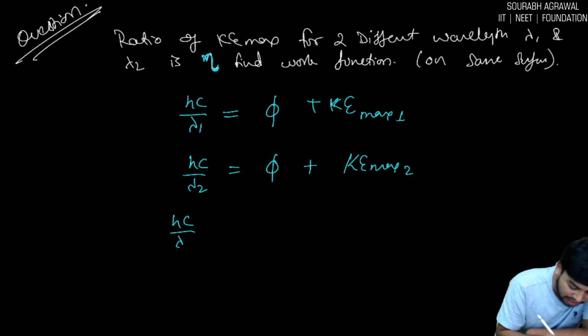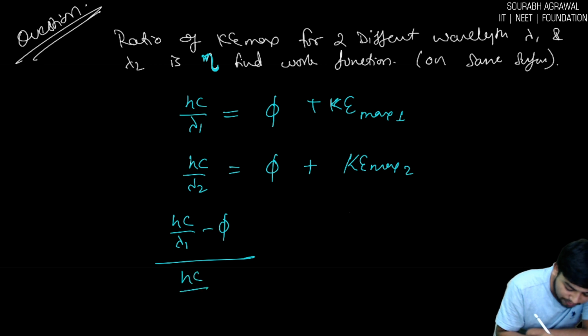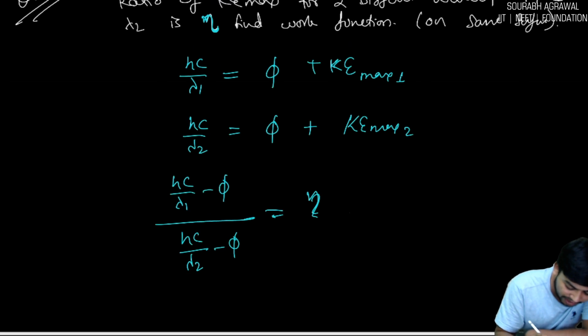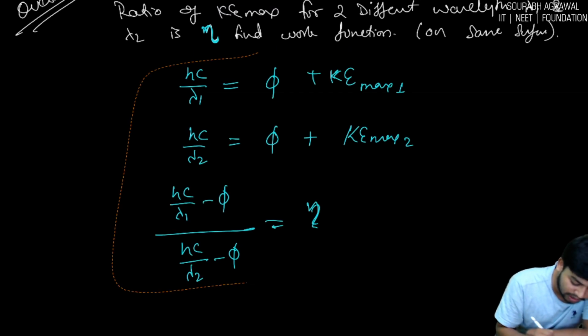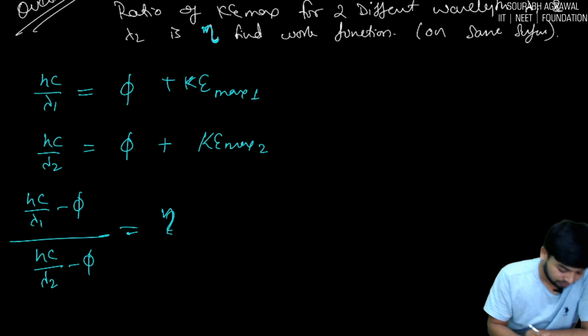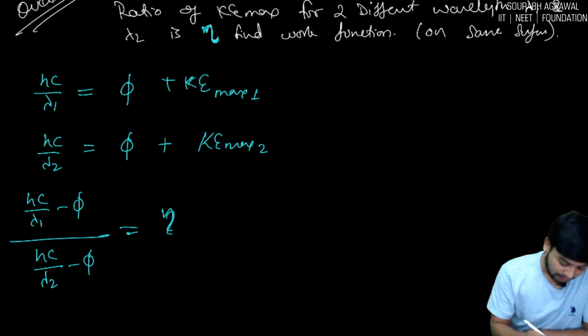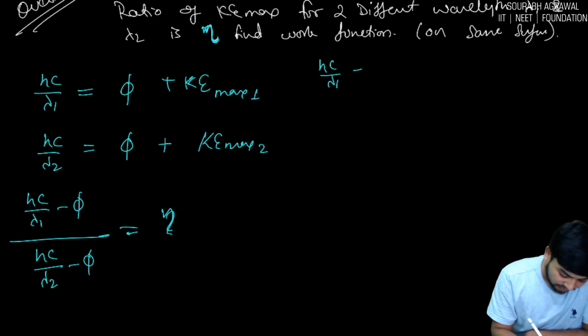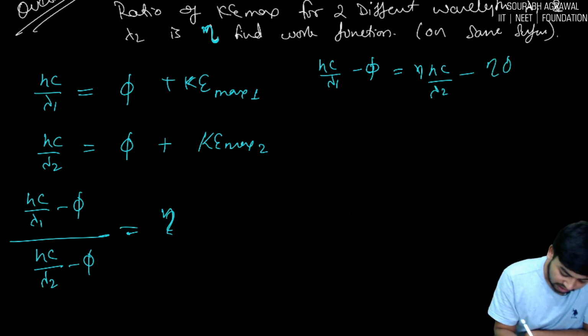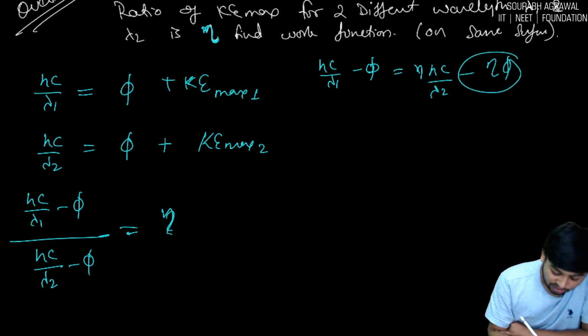So we will say, hc by lambda 1 minus phi upon hc by lambda 2 minus phi is equal to eta. Just multiply it. What will we get? hc by lambda 1 minus phi is equal to eta hc by lambda 2 minus eta phi. Okay, what do you want? You want phi, the work function. What is asked? To find the work function.